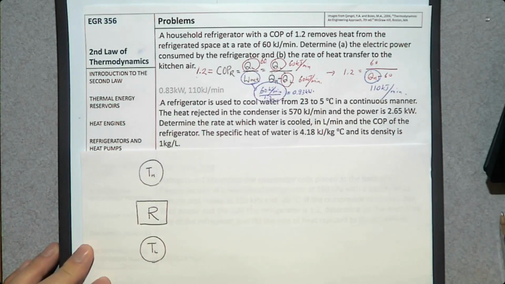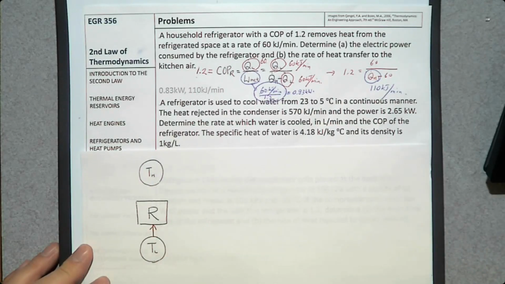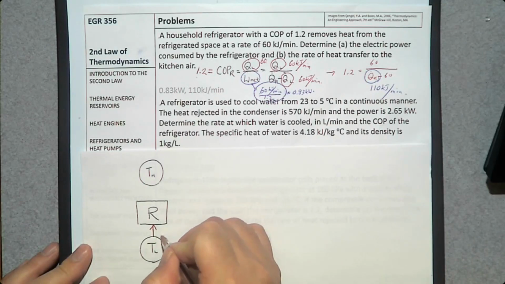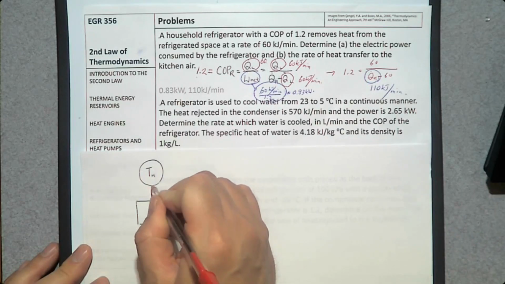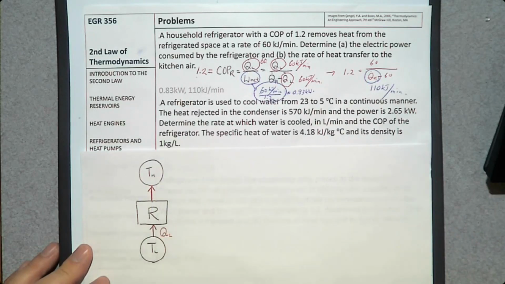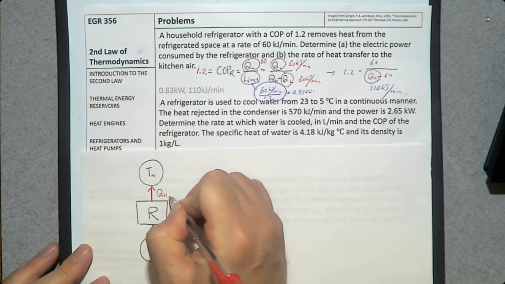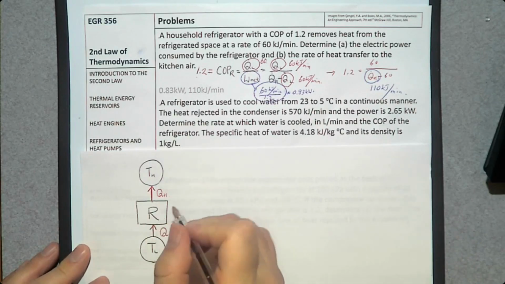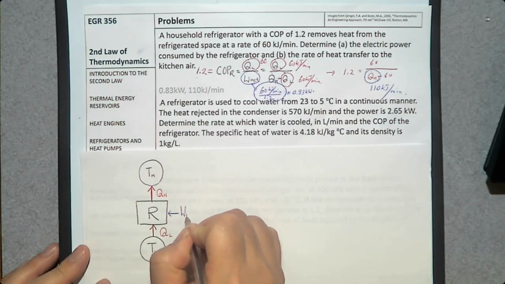And we transfer heat from this low temperature thermal energy reservoir, which is the refrigerated space, for the amount of QL, and transfer this heat to this high temperature thermal energy reservoir, for the amount of QH. And to run this refrigerator, we need to provide work, W net.